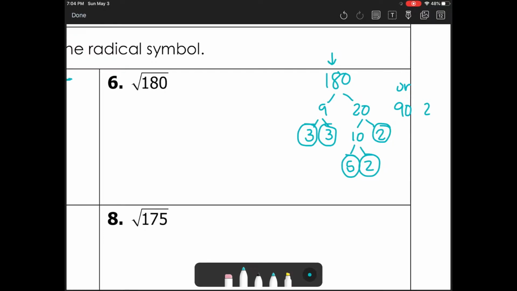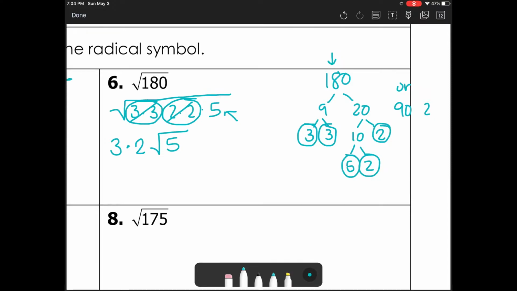So now what I want to do is replace the 180 with all of these circled numbers, and I'm going to put the pairs together. So 3 times 3, 2 times 2, and then the 5. Now it's time to take out, we're going to look for pairs and take out the square root. So I have a pair of 3's. 3 times 3 is 9, and the square root of 9 is really 3. 2 times 2 is 4, and the square root of 4 is 2. Notice the dot, I'm multiplying. And I'm left with a 5 by itself.